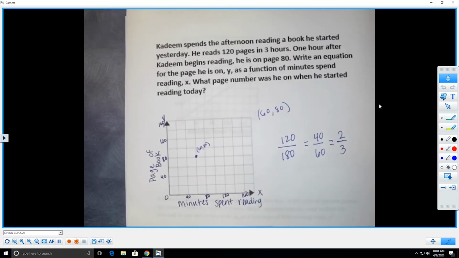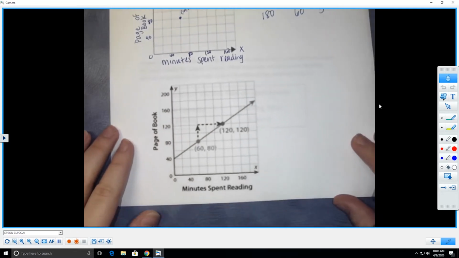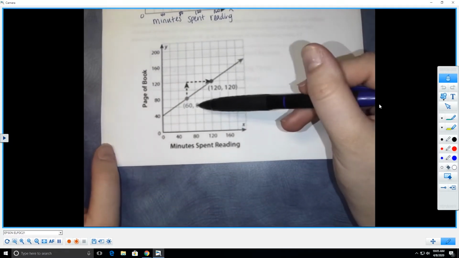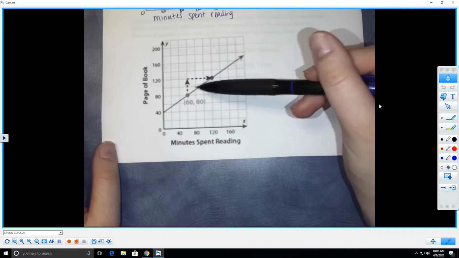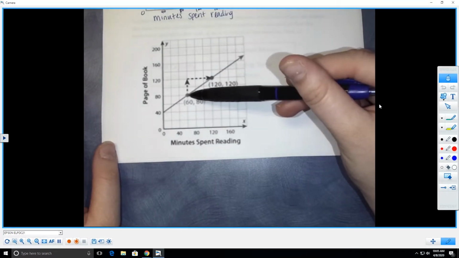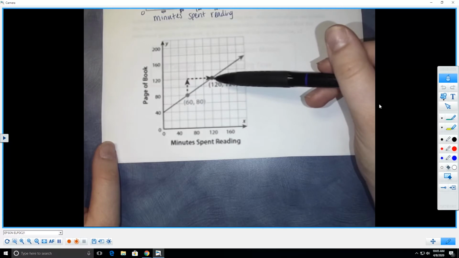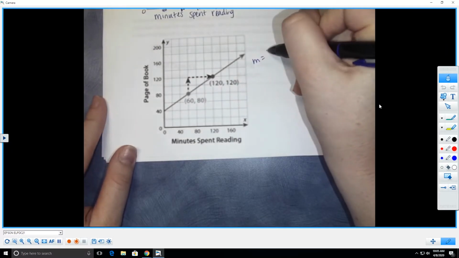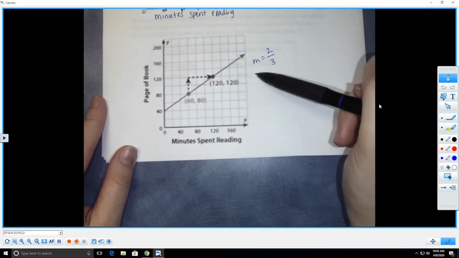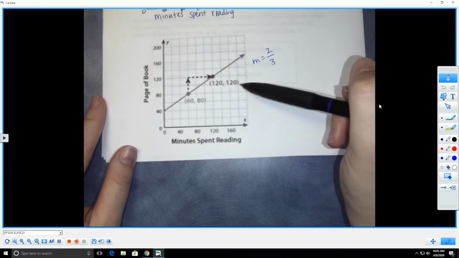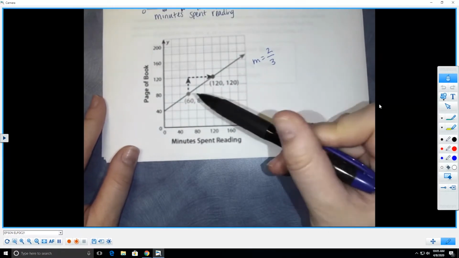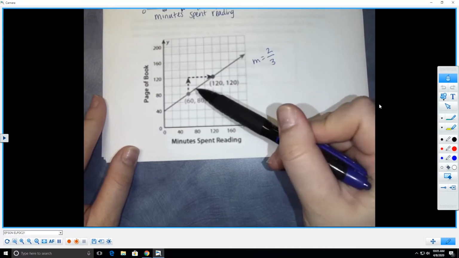Use the slope to plot another point at 120, 120. Draw a line through the points and identify the y-intercept. It should look like this. So I have my first point at 60, 80, and then I used that rate of change, that rise of 2, that run of 3. Remember I said that the rate of change or the slope was 2/3. I used that to find this second point here at 120, 120. And then I just connected the two to draw this line here.